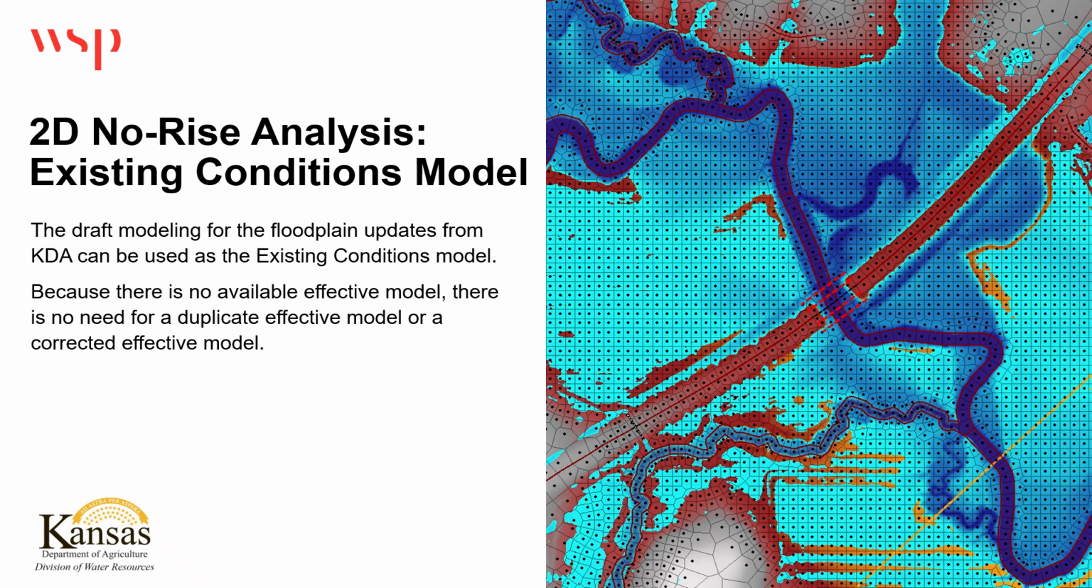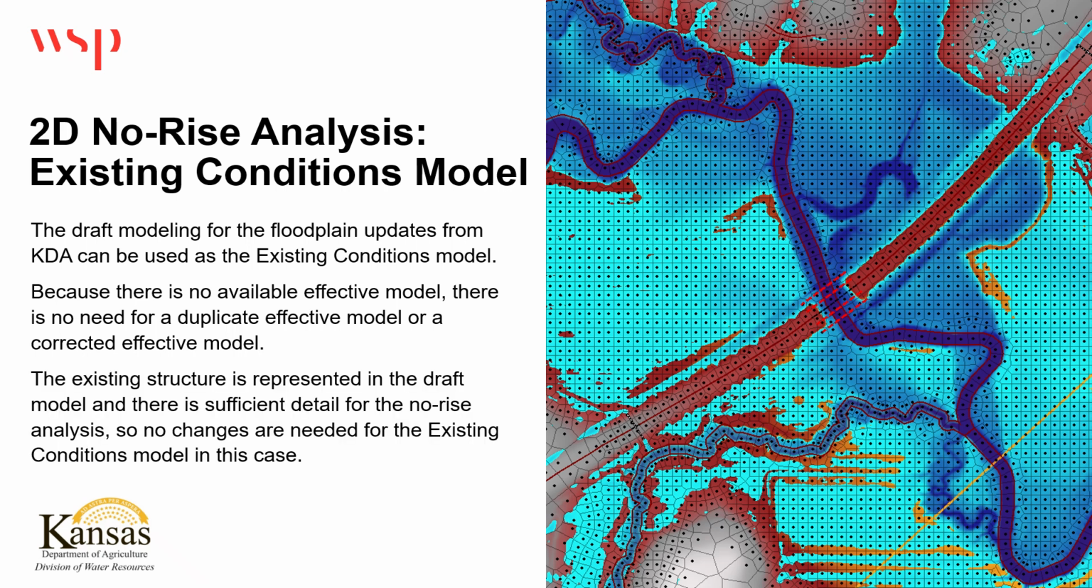Because there is no available effective model, we don't need to worry about the duplicate effective or the corrected effective model. So there's no extra checks to do for those two. And we can see here that the existing structure is represented in the draft model, and there's sufficient detail for our no-rise analysis. So we can just use this draft model as is for our existing conditions model.